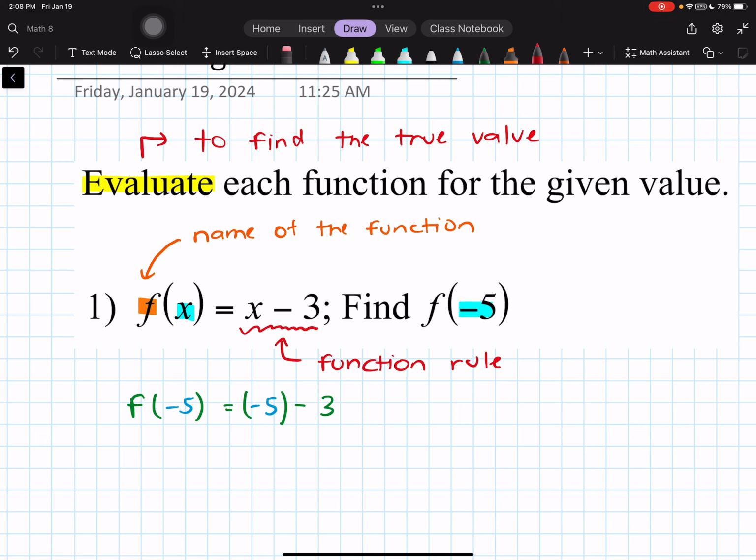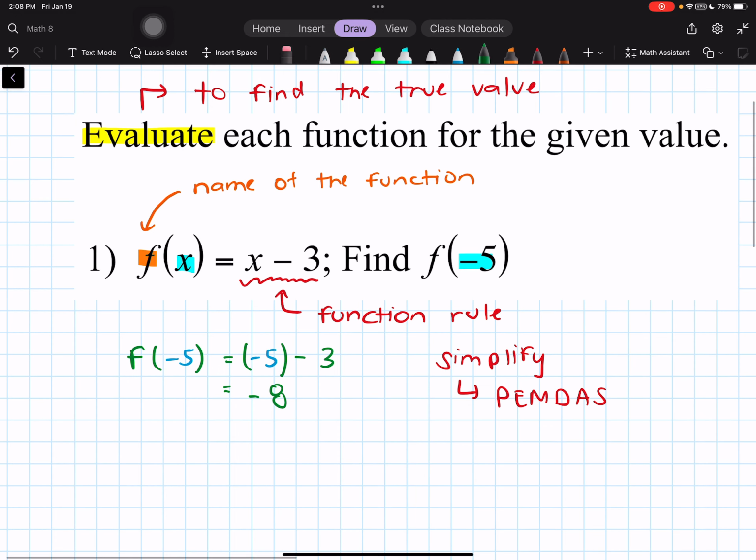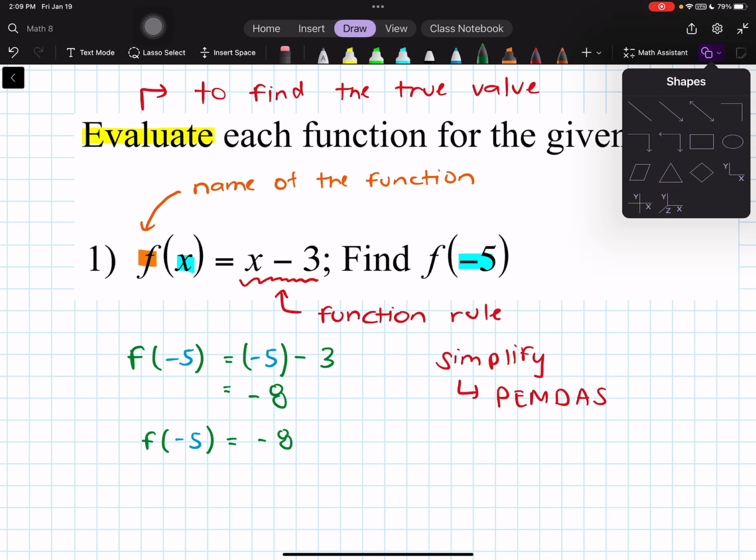At this point, what you want to do is just simplify, and you want to remember your order of operations where you use PEMDAS. As we simplify this, we are just subtracting negative 5 minus 3, which is going to be equal to negative 8. So we can say that f of negative 5, or when I plug in negative 5 into the function f, we get an output of negative 8. So this would be your final answer.